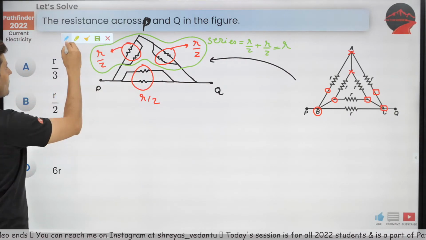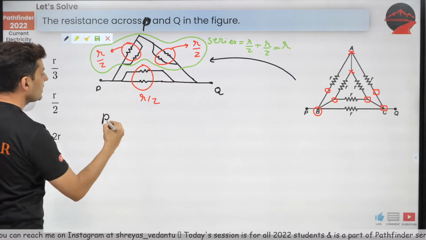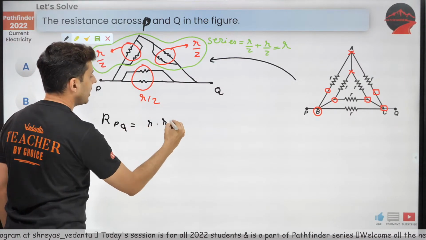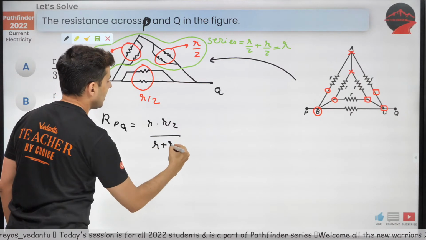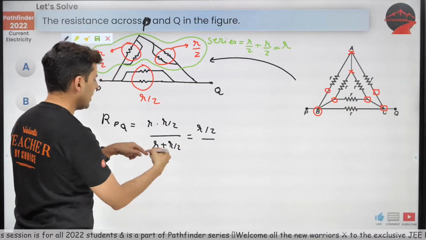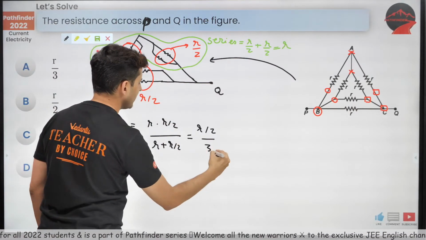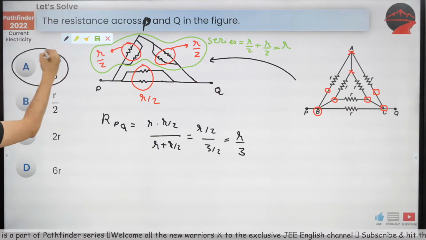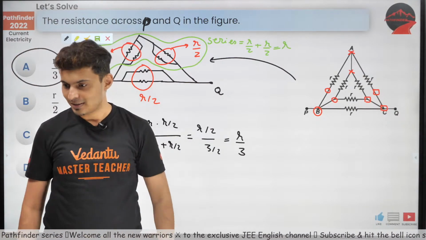So hence what you will see is R_PQ will be R into R by 2 upon R plus R by 2. So that's going to be R by 2, one R will go off, 1 plus 1 by 2 is 3 by 2, so it will be R by 3. That's the answer. Where is R by 3? Option A. Let's see how many of you have given it.